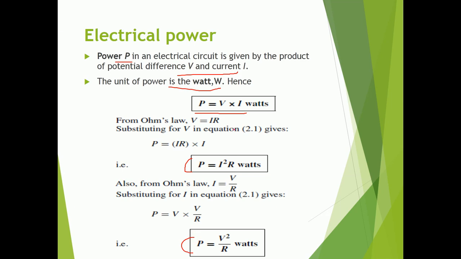That means if voltage and current are given, we can calculate power. If only current and resistance are given, we can calculate power. Also, if only voltage and resistance are given, we can calculate power. So that means we have a total of 3 formulas available with us so as to calculate the value of power.